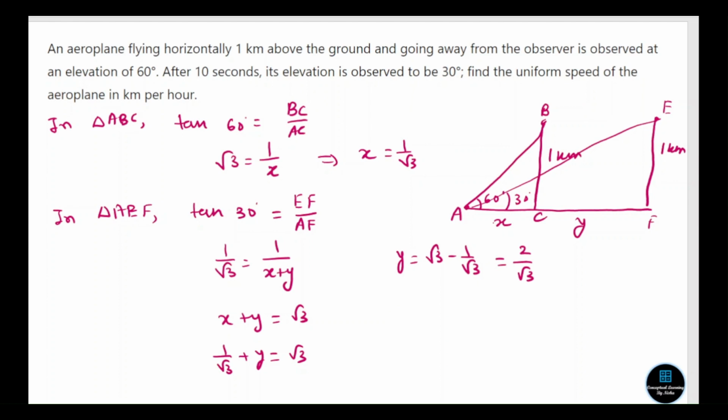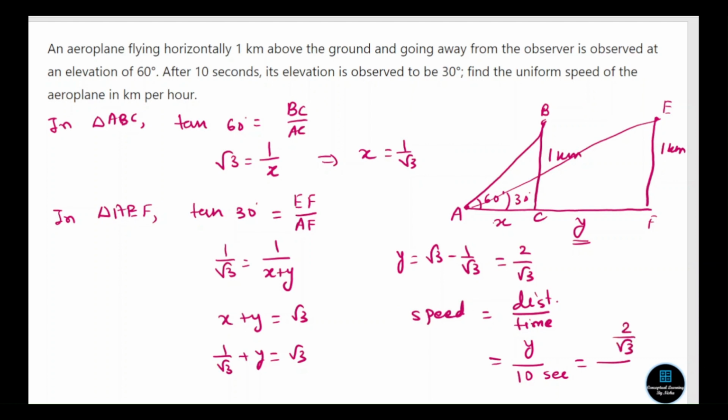Right. And now this distance Y is covered in 10 seconds. Now we have speed equals distance upon time. Now the distance is Y. See, we have taken it in kilometers, so Y will be in kilometers. And the time taken is 10 seconds, so this is in seconds. Now Y is how much? We got 2 upon square root of 3.